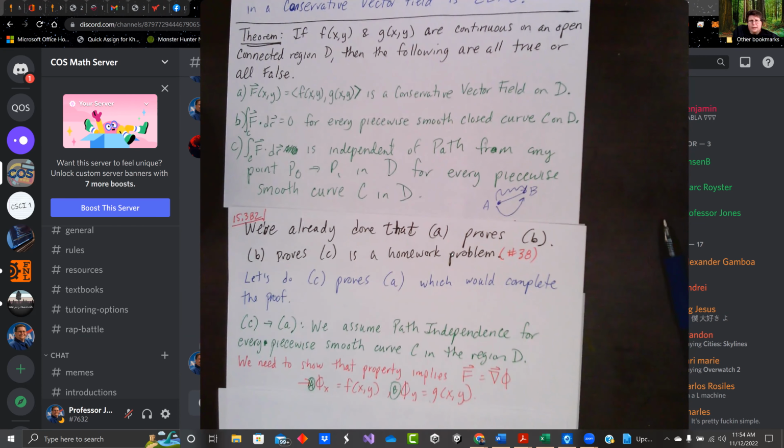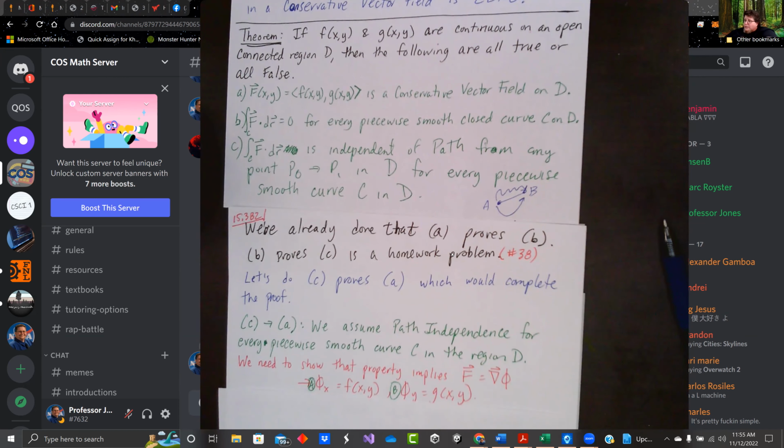In the last video, we had a theorem where F is a conservative vector field on D, and then the integral of F dot dr equals 0 for every closed curve on D. And then F dot dr is independent of path from P0 to P1 for every piecewise smooth curve in C. Either all of these are true or all of these are false. And we're going to look at a proof of that now.